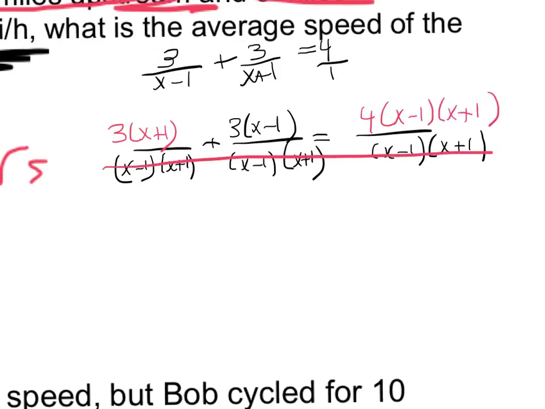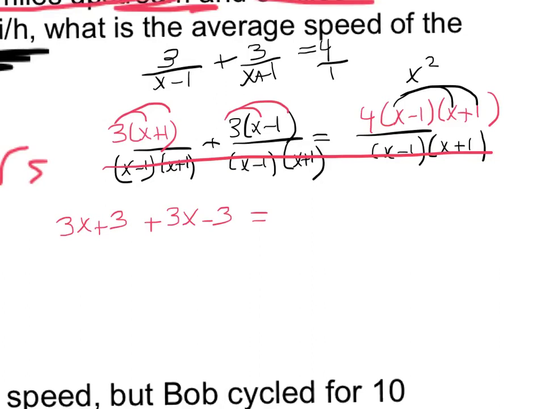Cancel out the denominator, so you have 3x plus 3 plus 3x minus 3 equals, when you have something like that, first of all, FOIL those. So x squared plus x minus x minus 1. Those cancel out. Plus x minus x is nothing. Okay, and then you have 4 into all of that.